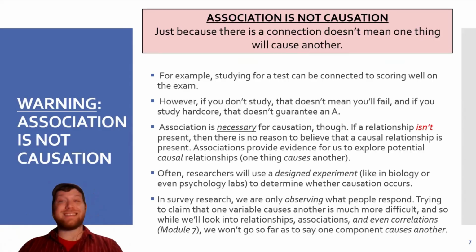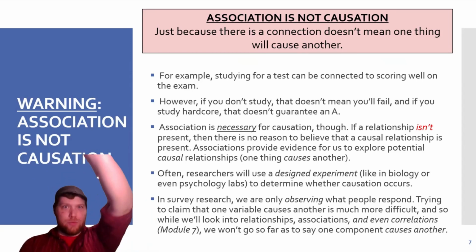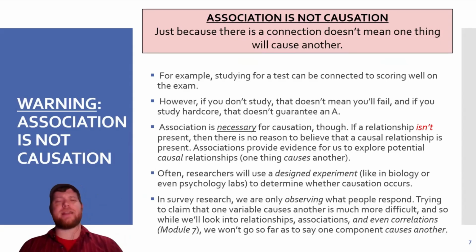Often, researchers will use a designed experiment, like in biology or even psychology labs, to determine whether causation occurs. In survey research, this is a little bit different, because you're just collecting data. You're just observing what's happening. I'm not saying you don't eat breakfast, lunch, or dinner. Instead, I might record whether we had breakfast or lunch or dinner, and then see how the impact would be.